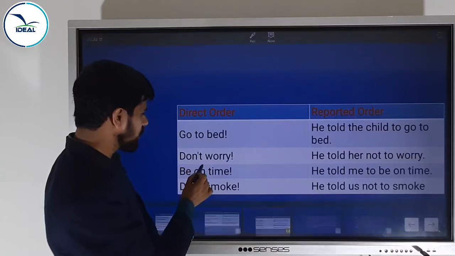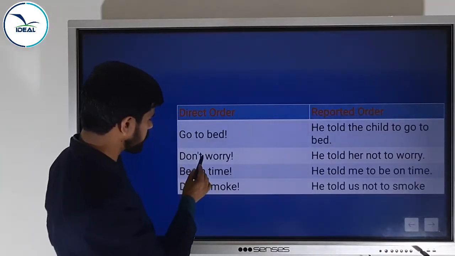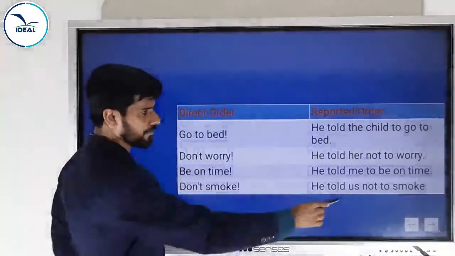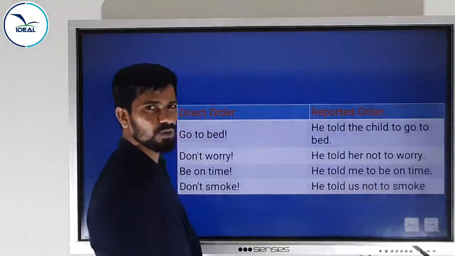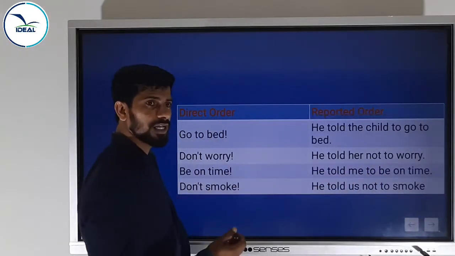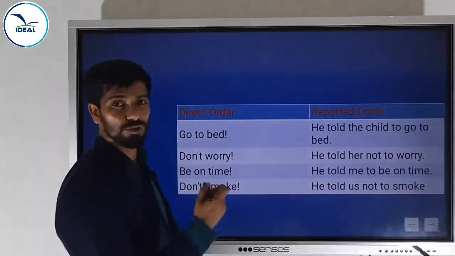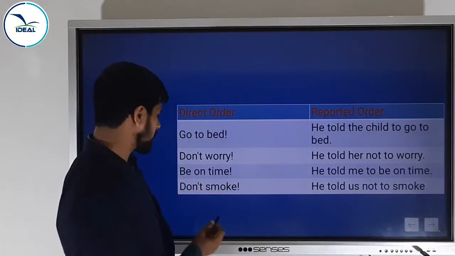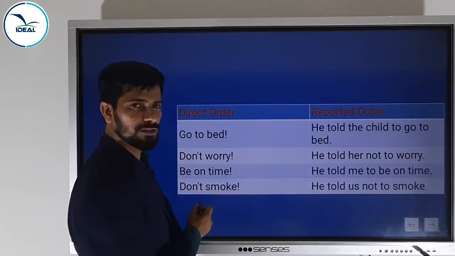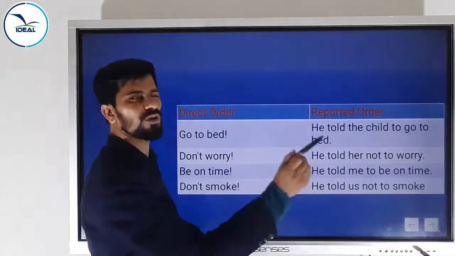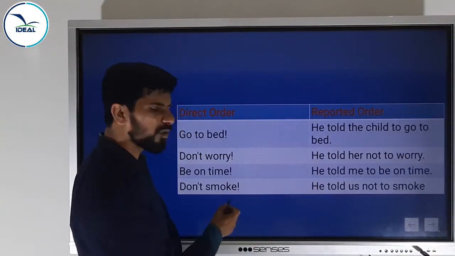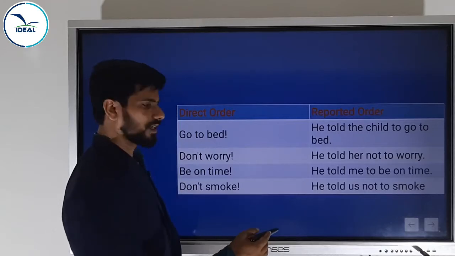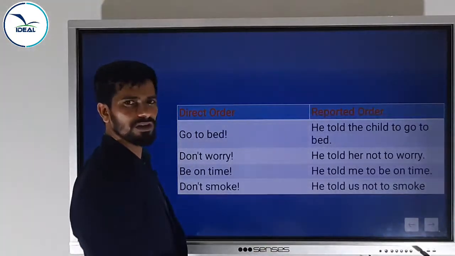When you convert an imperative sentence starting with don't, you have to add the conjunction not to. Okay, don't knock the door. They asked us not to knock the door. Okay, like that. Be on time. He told me to be on time. Don't smoke. Then not to smoke. He told us not to smoke.